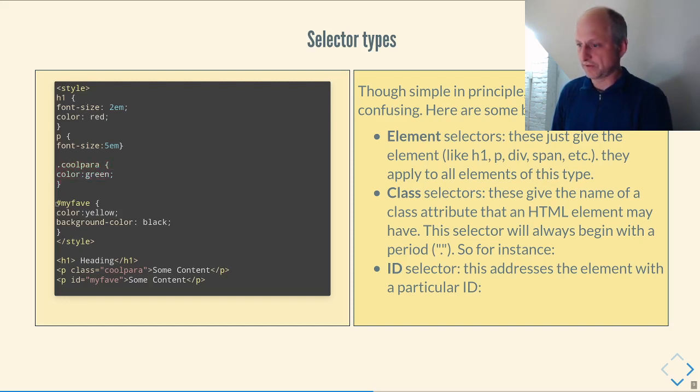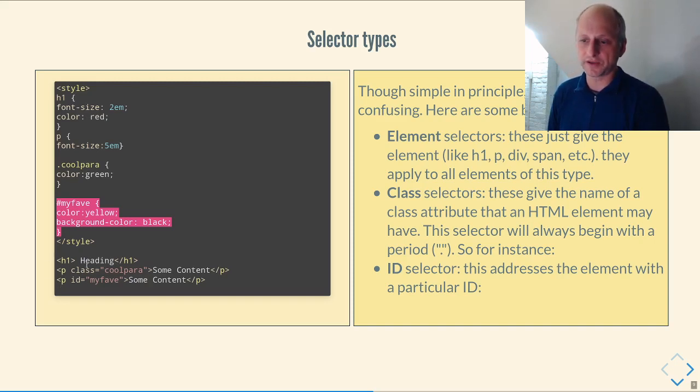And very similar, but somewhat more specific, are ID selectors. So this one will select the element that has the should-be-unique ID of my fave, and the font color will be yellow, the background color will be black. It'll be kind of hideous actually.